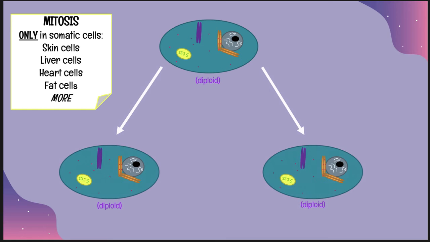In mitosis, two identical daughter cells are produced from one parent cell. Both the parent cell and daughter cells are diploid, meaning that they have two non-identical sets of chromosomes, one from each parent. Remember, this only occurs in somatic cells, or non-sex cells. What are somatic cells? Somatic cells include skin cells, liver cells, heart cells, fat cells, and more.